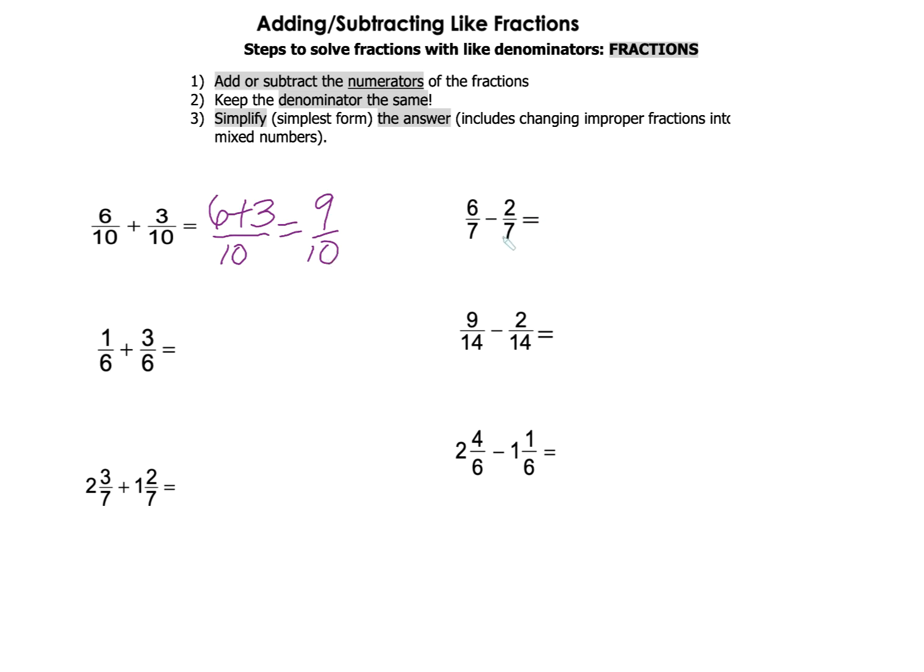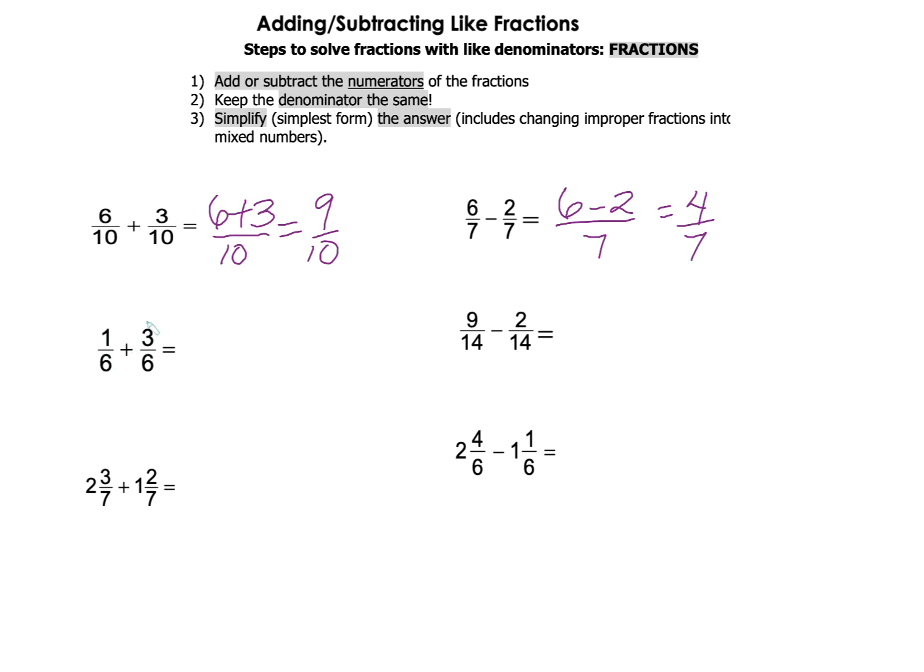Okay, let's try a subtraction. So again, the rule states, subtract your numerators, keep the denominator. Okay, 6 minus 2 is 4 over 7. Now, is there a number that would divide 4 and 7 evenly? Yes, there is. It's a 1. But if you divide by 1, your answer will remain 4 over 7.